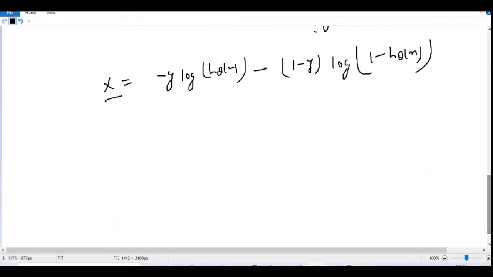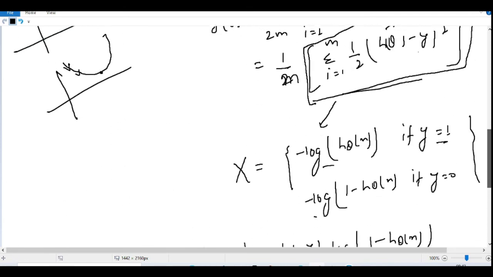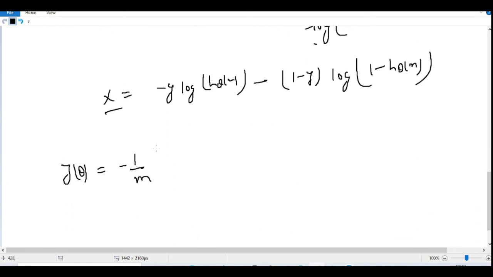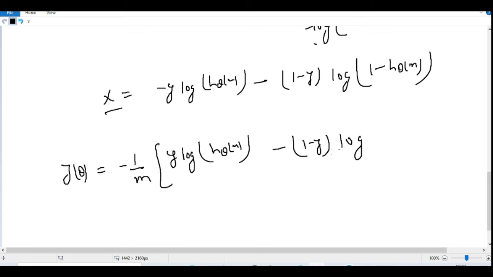So what will be our cost function J theta for logistic regression? It will be 1 by m, and just take minus common here, so minus 1 by m, and the remaining is y log h theta of x, sorry, it will become plus, right? When we take this minus common, it will become plus (1 minus y) log of 1 minus h theta of x. We have just taken minus as common, so it becomes plus. Now this is the cost function for logistic regression.